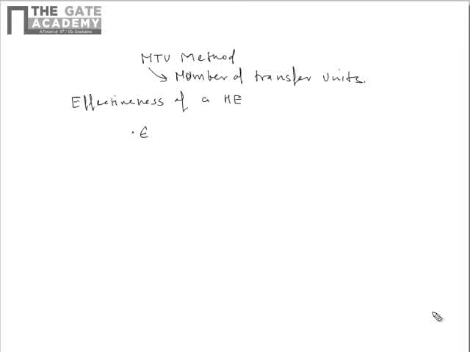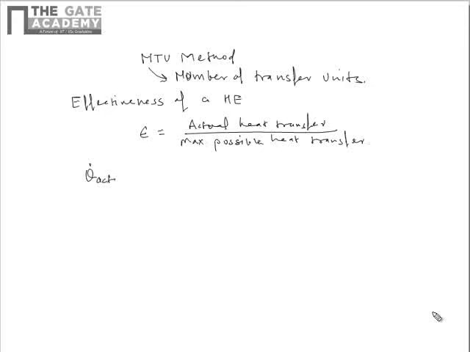Effectiveness is denoted by epsilon, and this is equal to actual heat transfer over maximum possible heat transfer. So, what will be the Q actual? It can be given as Cc (Tc out minus Tc in) is equal to Ch (Th in minus Th out).